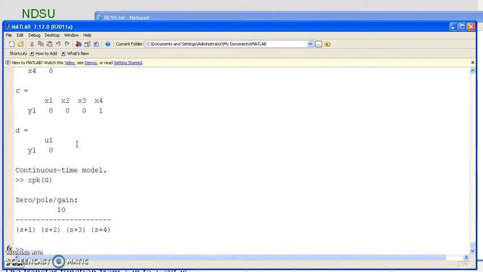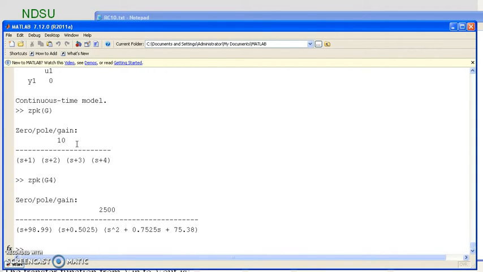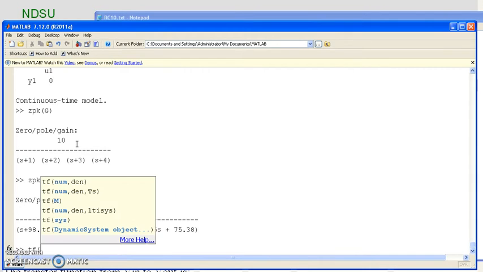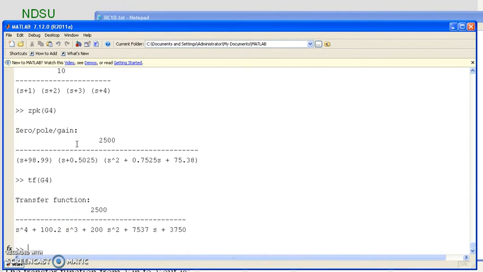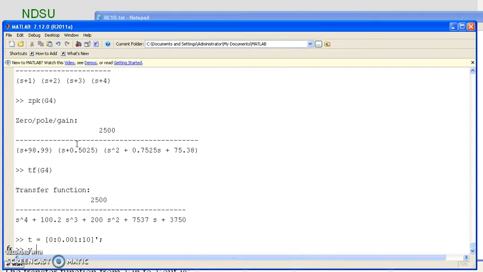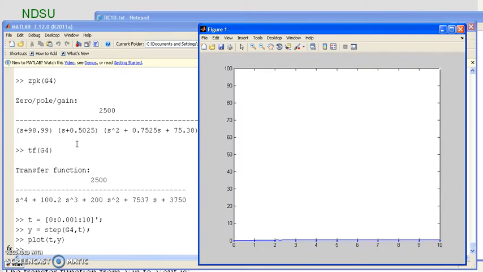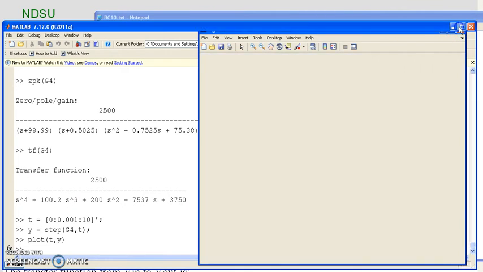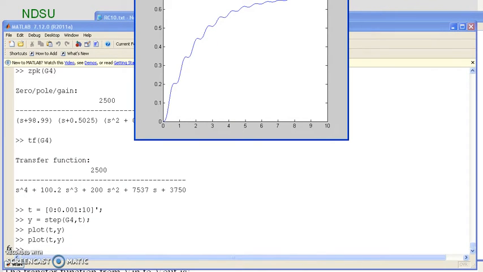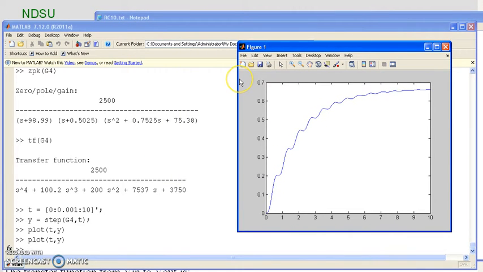More useful, once I have the system in Matlab, using the correct system, I can say, now what's the transfer function in terms of zeros and poles? I can say what is the transfer function in terms of multiplied out polynomials. I can take the step response. Try that again. There we go. And you can find the step response. Again, way faster than you can find it by hand.